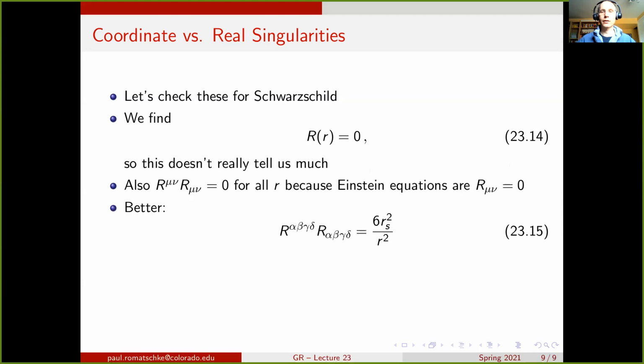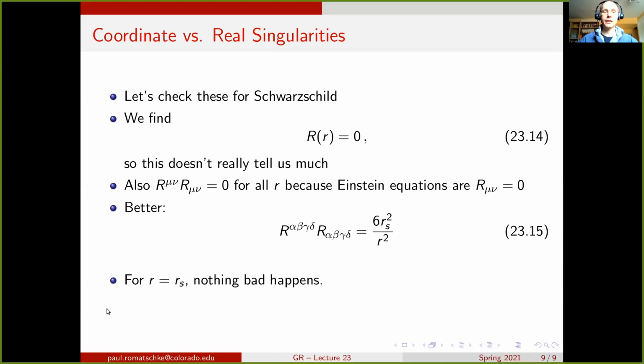So let's look at the third option that I listed in the previous slide, which is the Riemann tensor squared. Again, we can calculate this for the Schwarzschild solution, and we find this is equal to 6r_s squared over r squared. So now we have something that is not trivially vanishing, and it gives us a result that depends on the radius r, and we can evaluate it at the 2 points that we found to be singular points of the metric tensor in the polar coordinates that we used for the Schwarzschild solution.